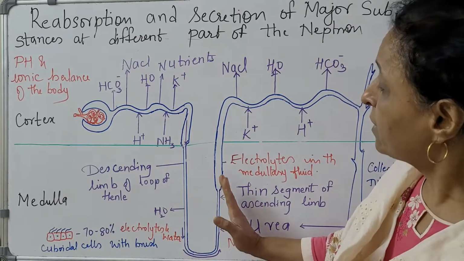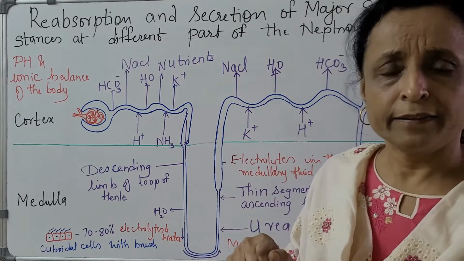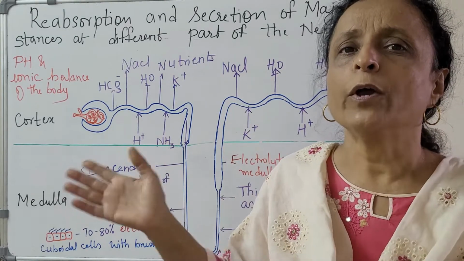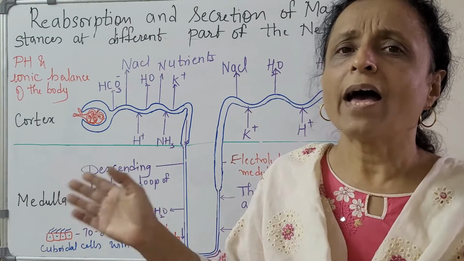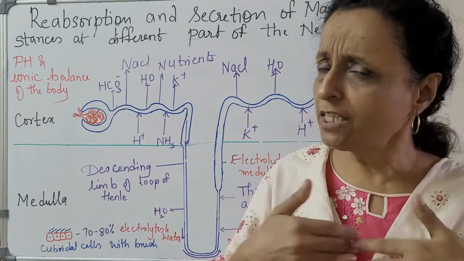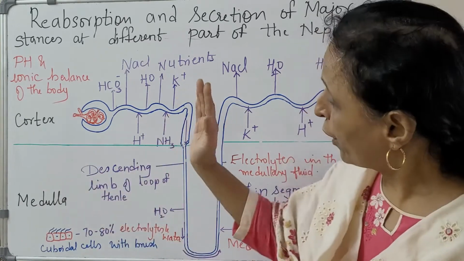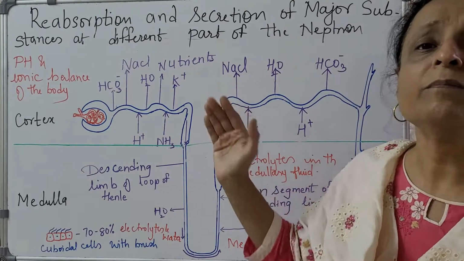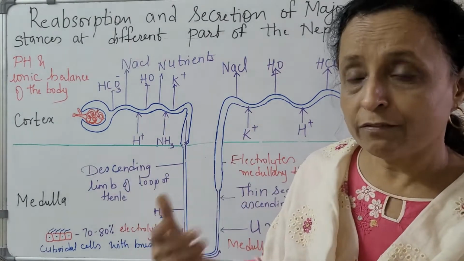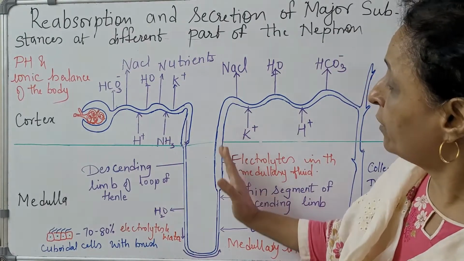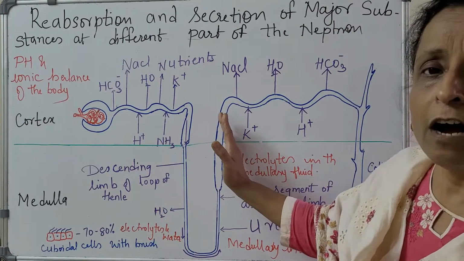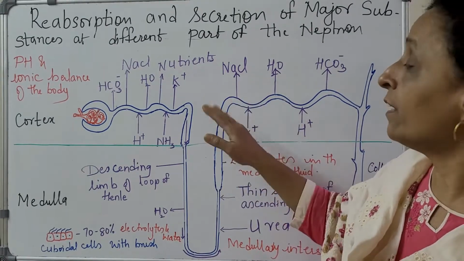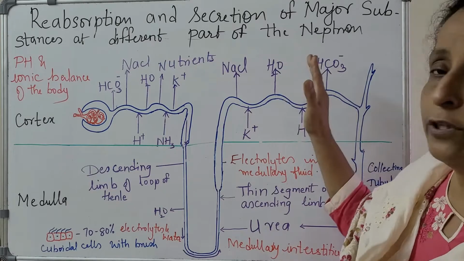So now the electrolytes inside, which are concentrated, will come out because they are permeable, by active or passive transport. They will come out. So now this was very concentrated. As it moves, it becomes comparatively dilute. So dilution takes place. Now after this ascending limb, it will enter into the distal convoluted tubule.